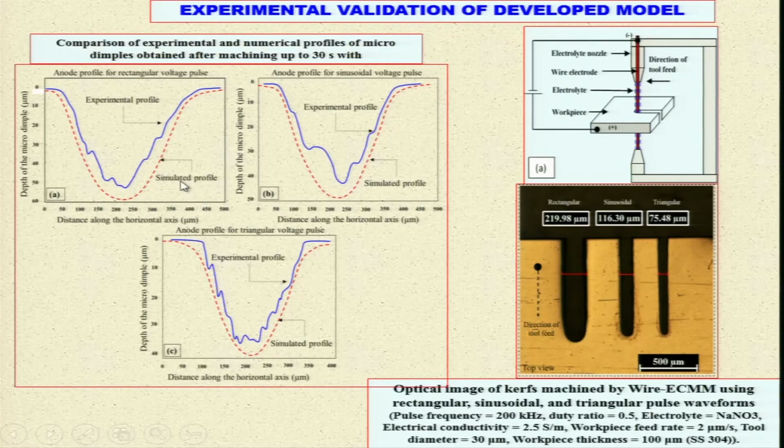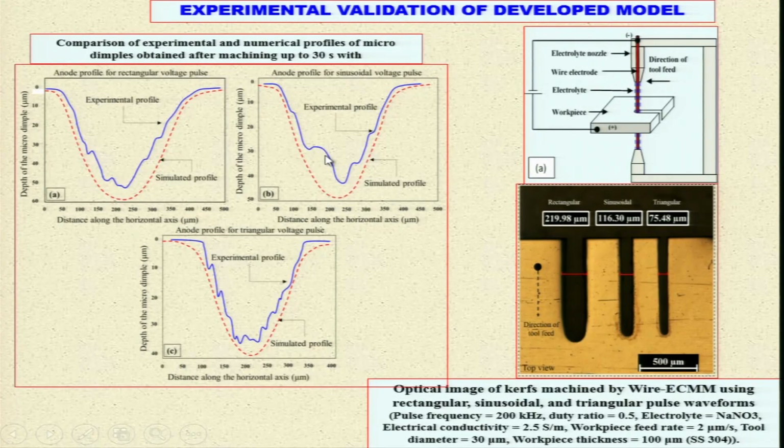You can see for the different ones, anode profile for rectangular voltage pulse, this is the experimental one, this is the simulated one. There is a reasonable deviation between the two in this particular case, as you can see, and this is for sinusoidal voltage pulse, this is the experimental one and this is the simulated one. Not very good, variation is there, continuous variation is there here also, here also.